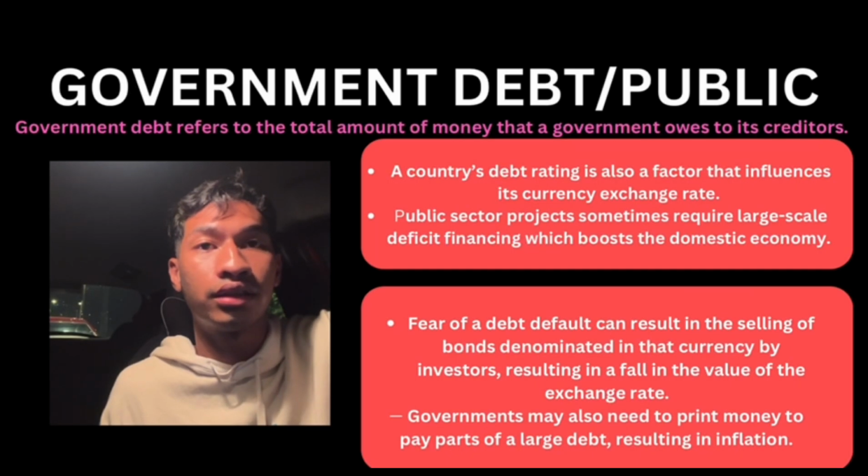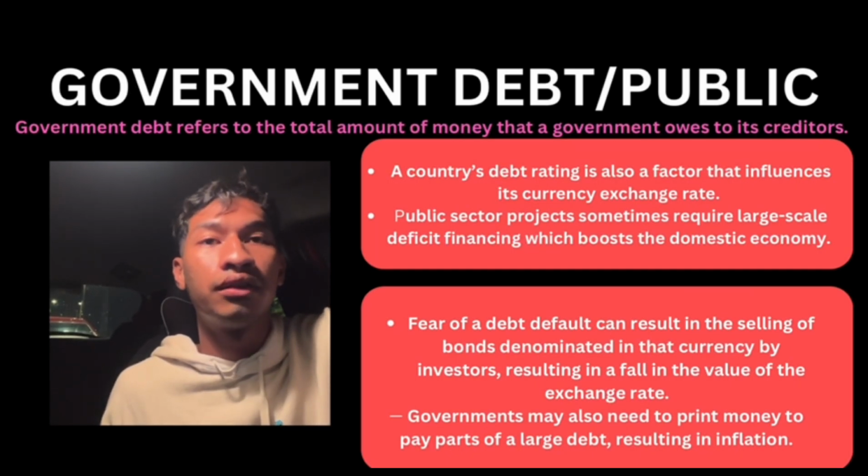Another factor that influences the exchange rate is government debt. Government debt refers to the total amount of money that a government owes to its creditors. This debt is usually in the form of bonds or loans. Public debt specifically refers to the portion of government debt that is owed to individual citizens, institutions, and foreign governments. It is essentially the debt that the government owes to the public.